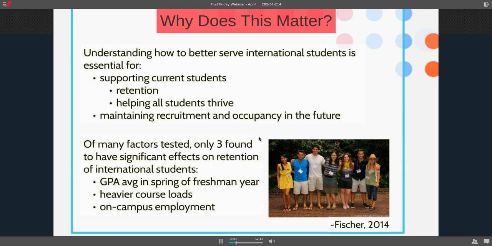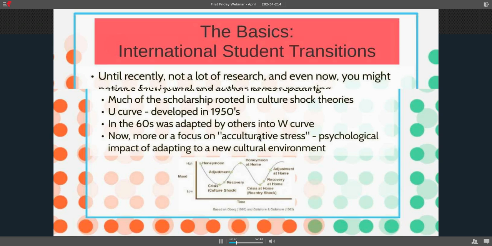And then on-campus employment, which is also important to note that besides all of the developmental and social factors that working on campus gives, also because of their visas, most international students cannot work off campus, and so this is their main opportunity to earn some money.